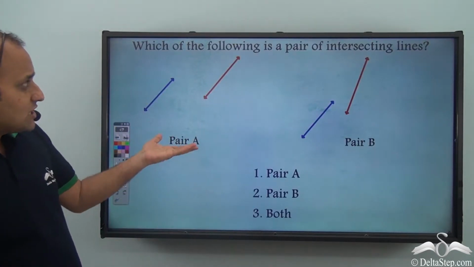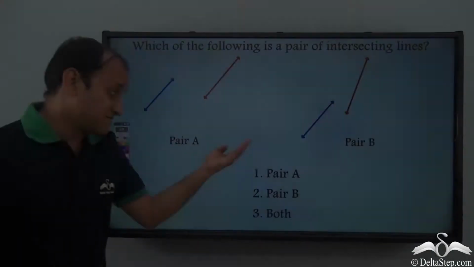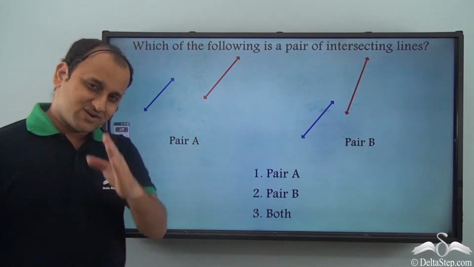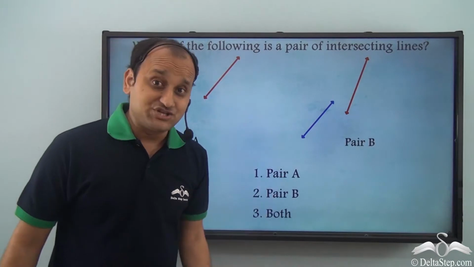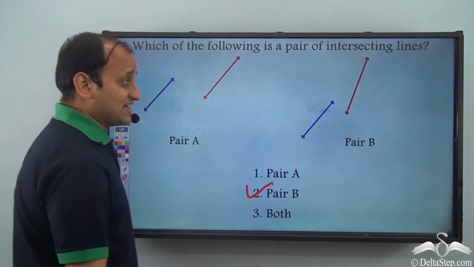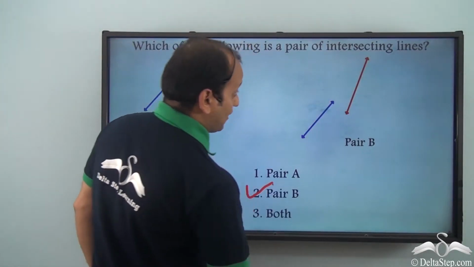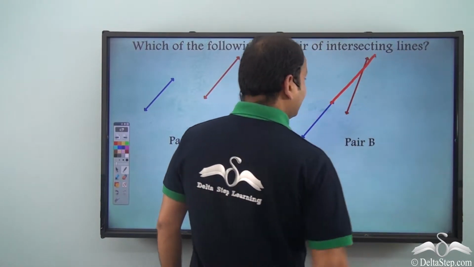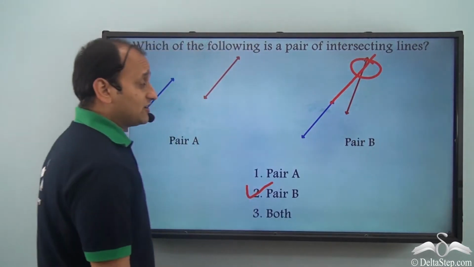So can you tell me which of the following is a pair of intersecting lines? Is it pair A, is it pair B, or both? What do you think? Well, the answer is pair B. Why do I say so? Because it is very clear that it's not intersecting right now. But if we extend the line, then it actually intersects at this particular point.